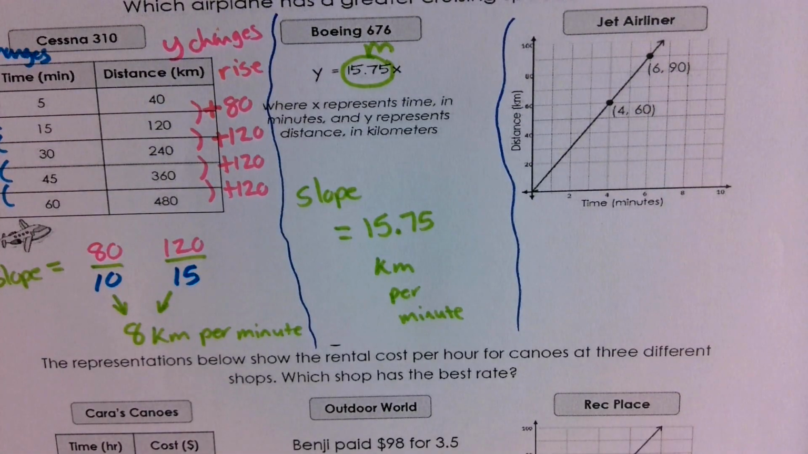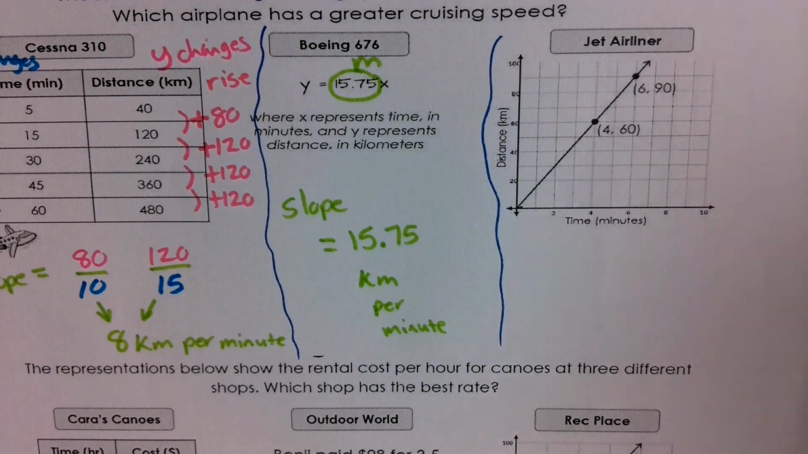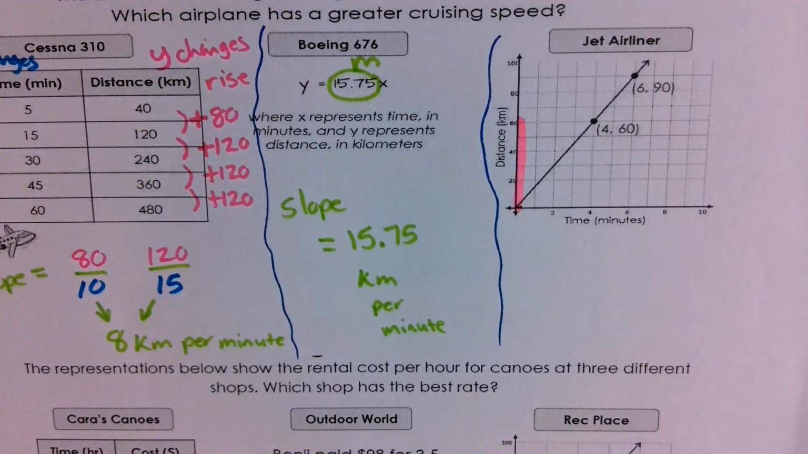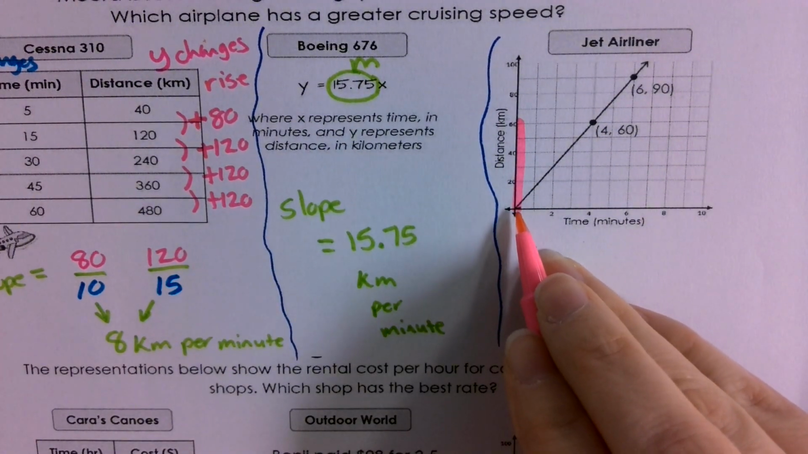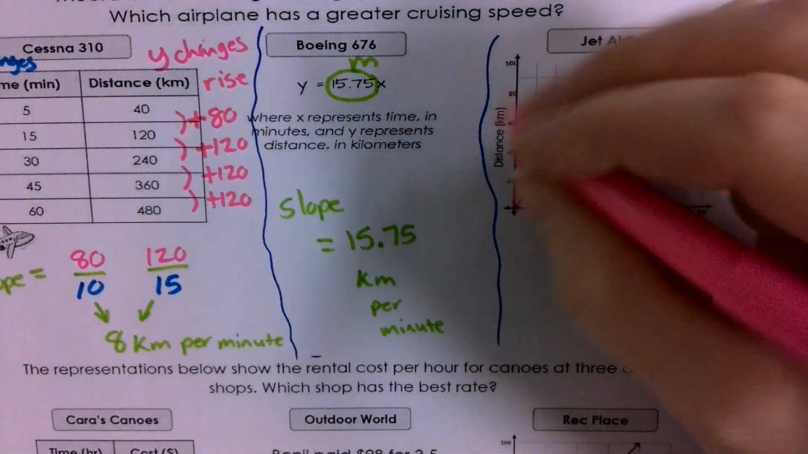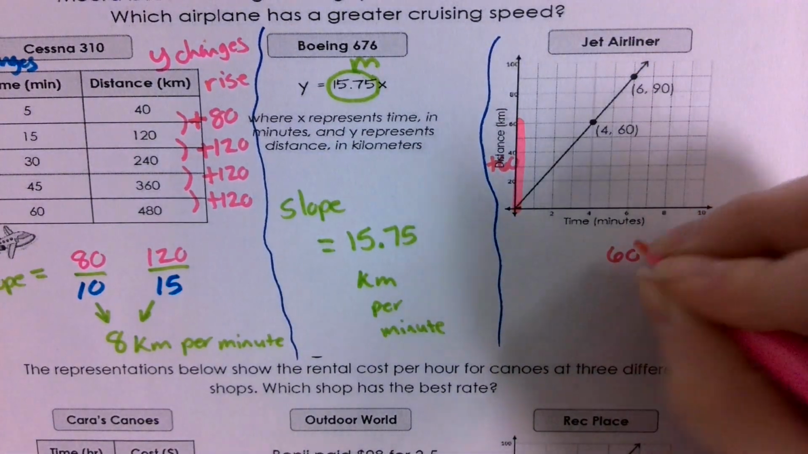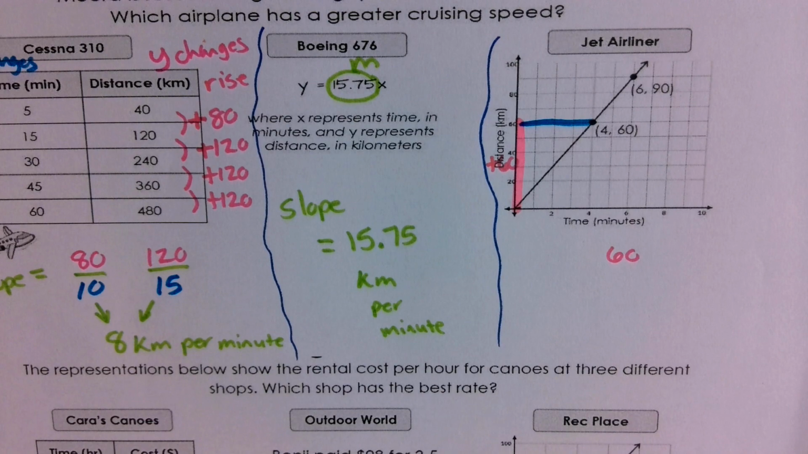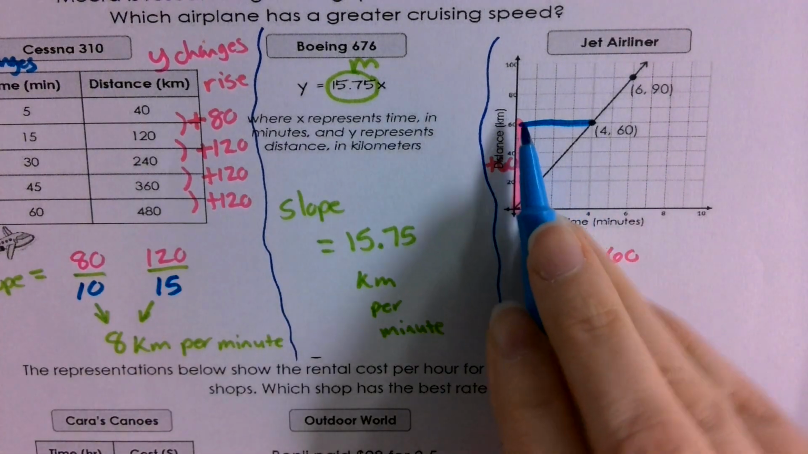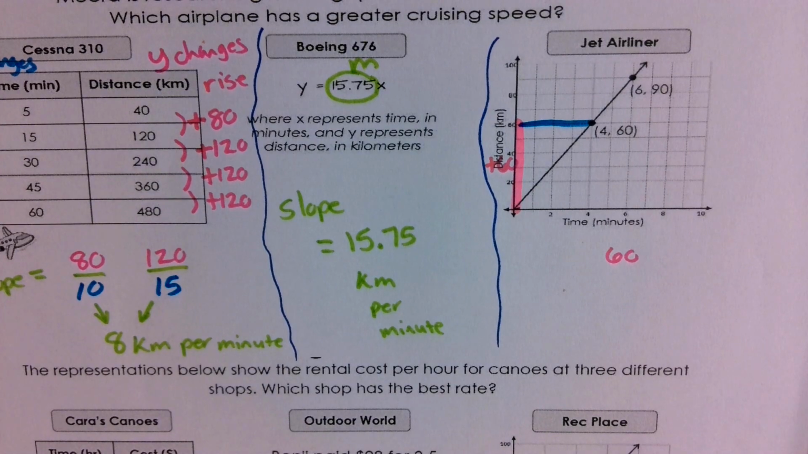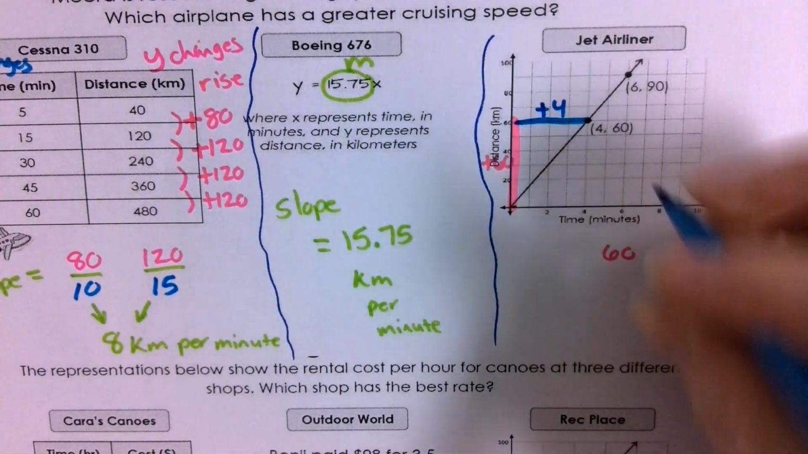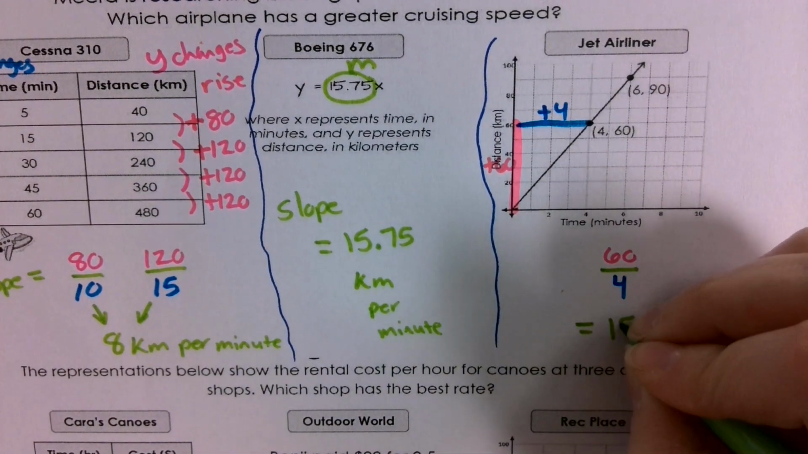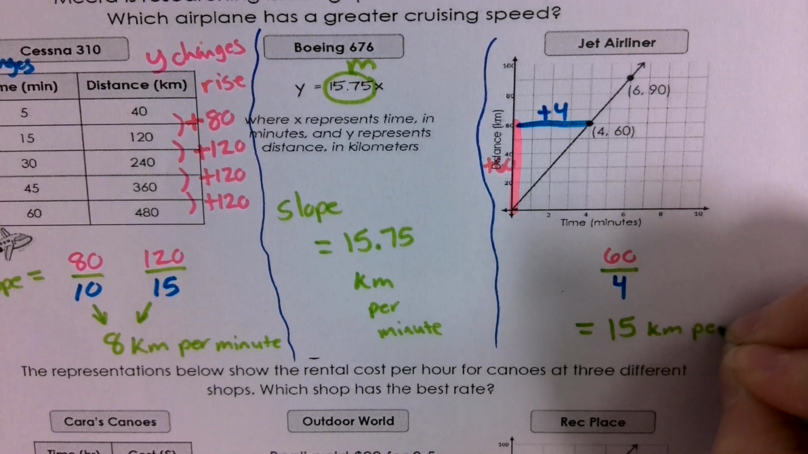Okay, then our last one, we've got our graph. So we want to find our rise over our run. We started at the origin. We had a rise of how much? From the origin up to our first point, it's a rise of 60. It has a run. Now remember, count your intervals. It has a run going from the 0 all the way over to the right. What is it going to? To the 4. It's going by 4. Okay? So 60 over 4 comes out to 15. That's 15 kilometers per minute.